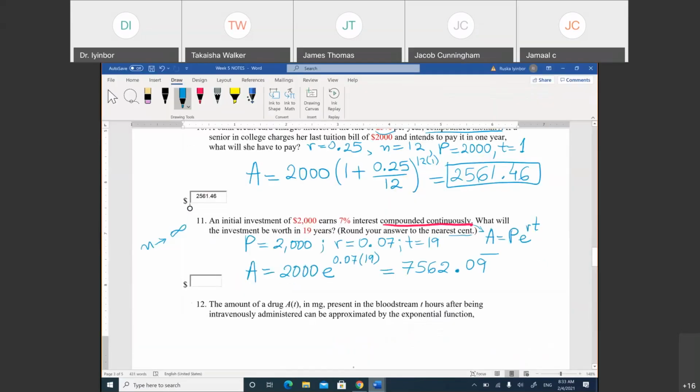Be careful with rounding up, because I'm telling you from experience, this is a very common mistake. A lot of students plug it into the formula and get it right, but don't round up. If you don't round up, it's going to be wrong. WebAssign is very picky about this. So make sure you look at the third decimal number. The answer here was 7,562.09. So that's how you do this one.